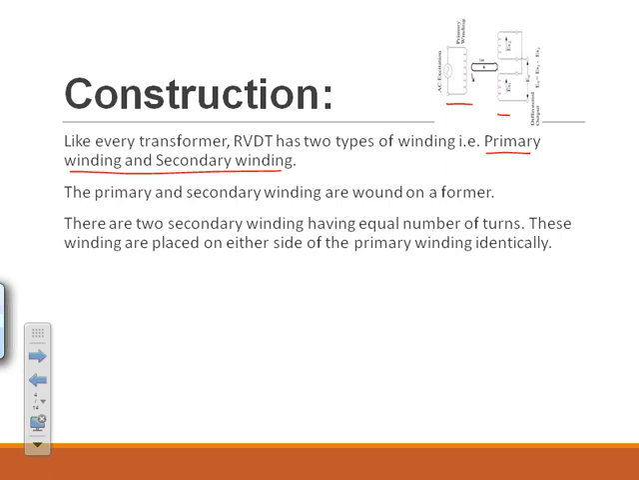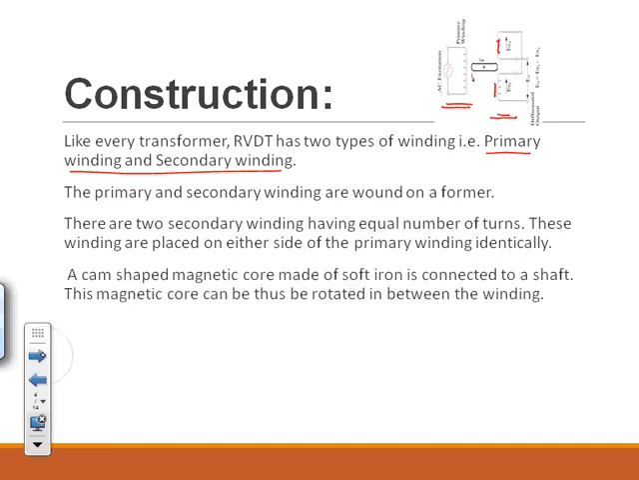There are two secondary windings, as in the figure, having an equal number of turns. As you see, there are three turns in both secondary windings. These windings are placed identically on either side of the primary. The number of turns in both secondaries is equal, and they are placed equally on either side of the primary winding.